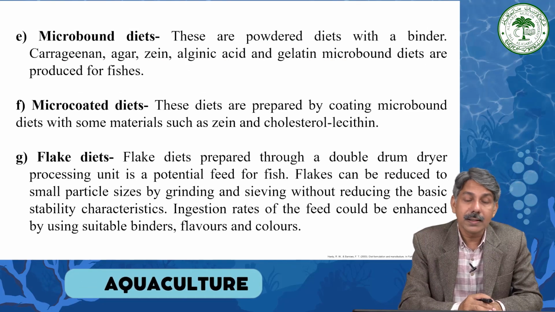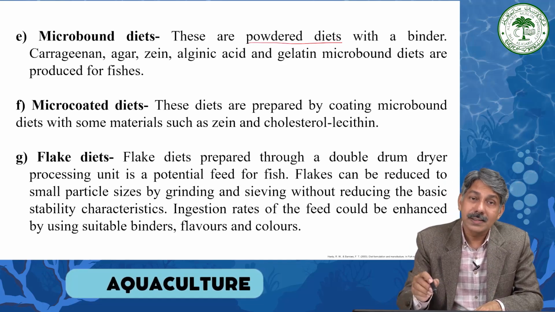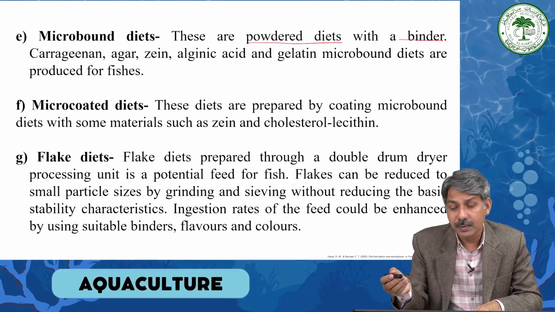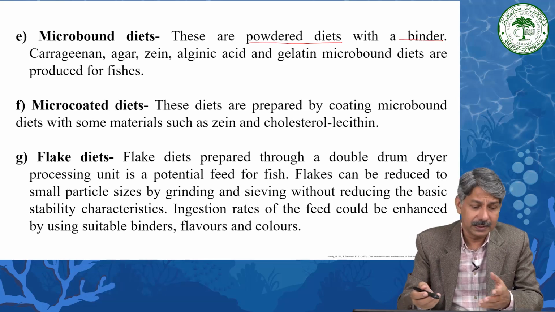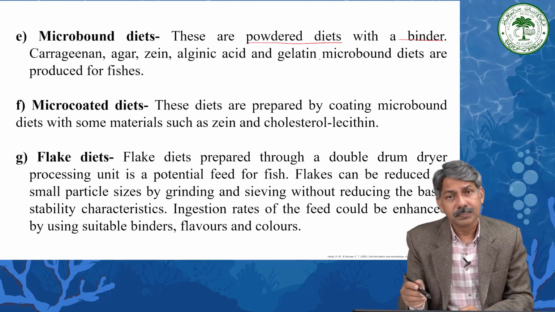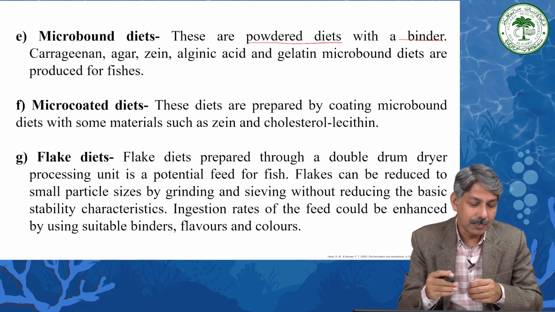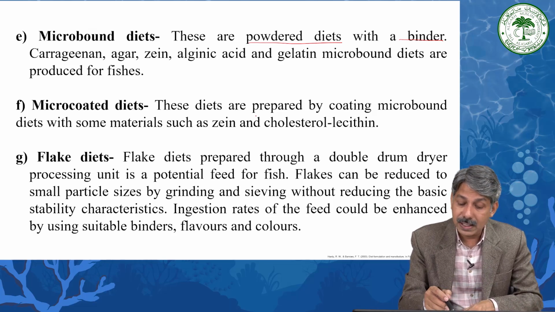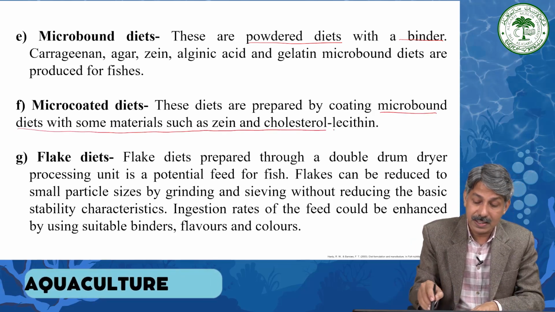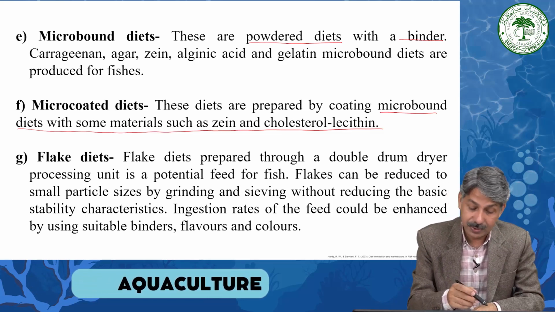Then we have another category of these diets, microbound diets. These are powdered diets with a binder, so that you can offer to the fish, like you can add carrageenan, agar, zein, alginic acid, gelatin. So depending on which one you have used, the diets can be named accordingly. Micro-coated diets. These diets are prepared by coating microbound diets with some materials such as zein and cholesterol lecithin. That will be in the category of micro-coated diets.